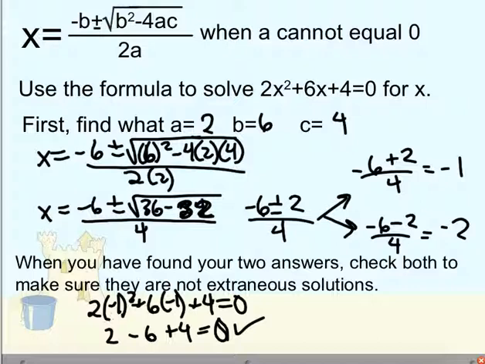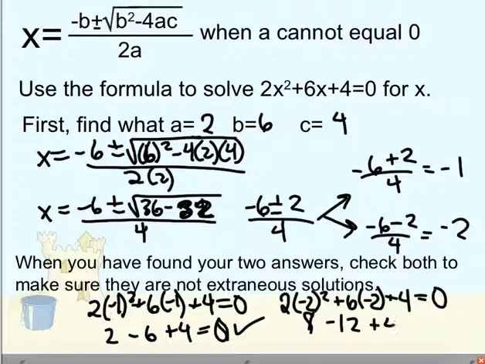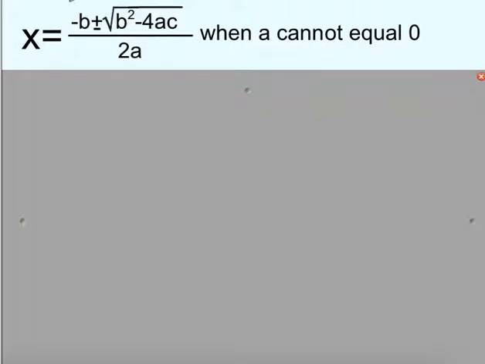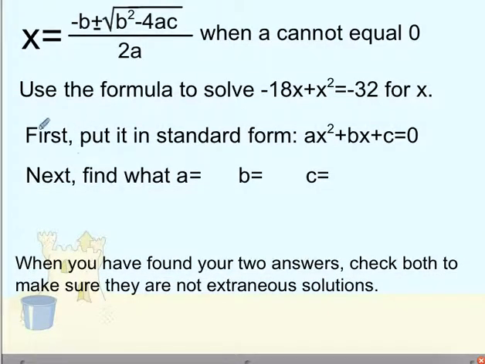And we try the second one. 2 times negative 2 squared plus 6 times negative 2 plus 4 is equal to 0. Maybe. Let's see. So negative 2 squared is 4 times 2 is 8 minus 12 plus 4. Does that give me 0? Yes, it does. Okay, so both of those are true solutions for this quadratic. Okay, you need to do that with each one. I'm going to stop showing it all together here in this video, but know that you do need to check your solutions. Okay, here's another one that you can try for yourself.